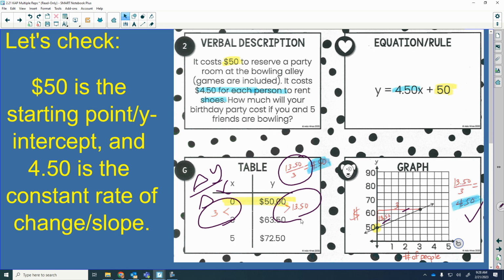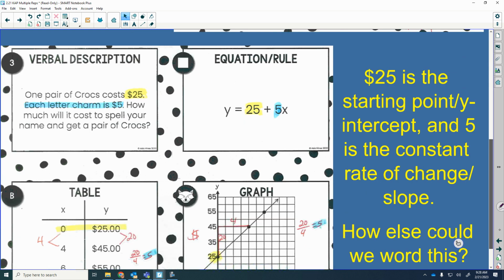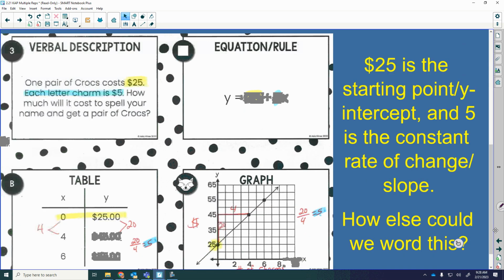Come on, guys, talk to me. Yes or no? Are we good? Okay, let's look at the next one. You should have gotten that 25 was your starting point or y-intercept and 5 was the constant rate of change. Did you see that you had to do the same thing here? It went up 20 on the y, 4 on the x, so 20 over 4 is 5. Okay, so now I know what was taking so long. It's more clear to me.